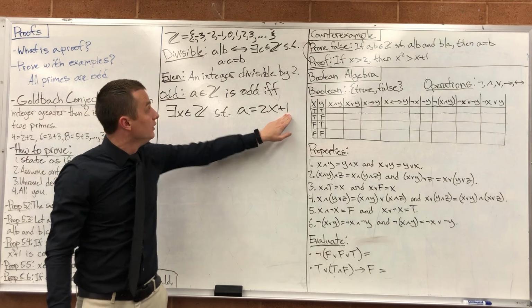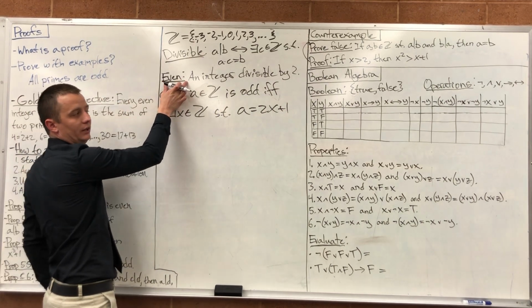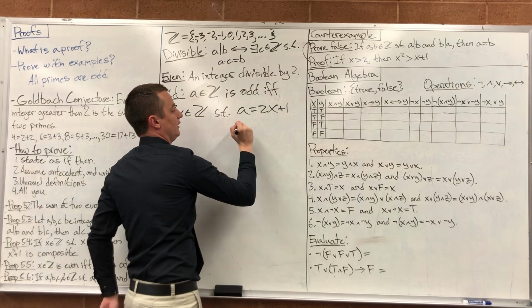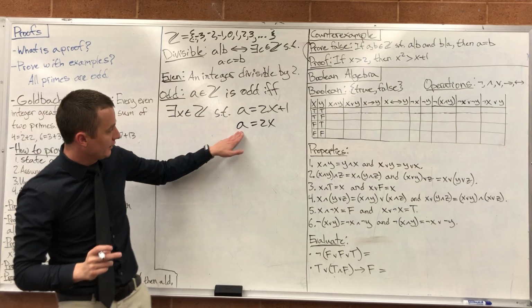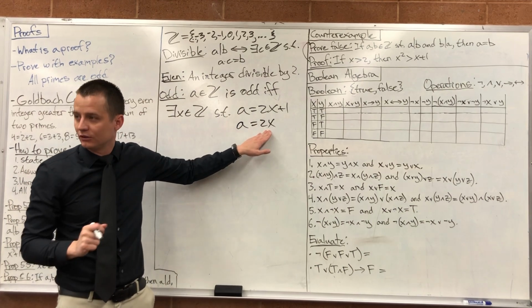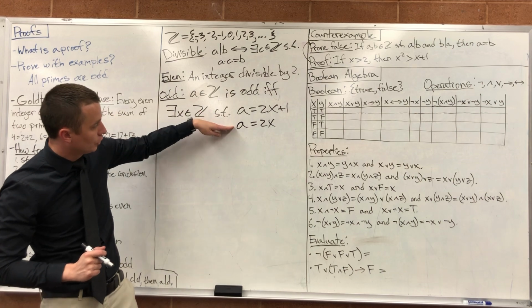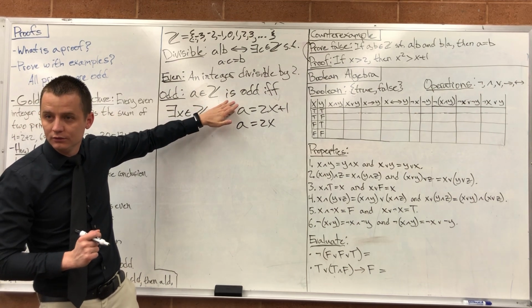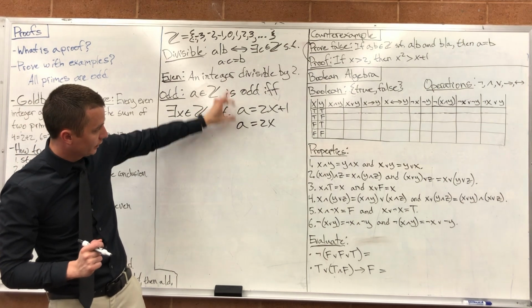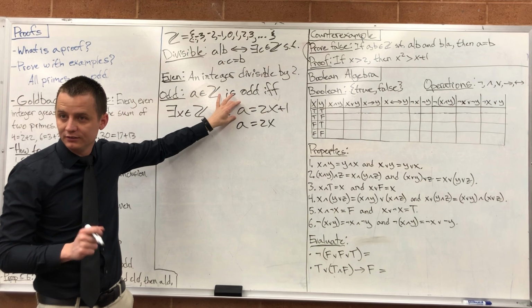And essentially, a logically equivalent version of the even definition is: if I can express A as 2x, it's even. If I can express A as 2x, that means it's divisible by 2. It's 2 times some integer. So all even integers can be expressed this way. All odd integers can be expressed this way. If A is even, we can express it like that. If A is odd, we can express it like that. That make sense?